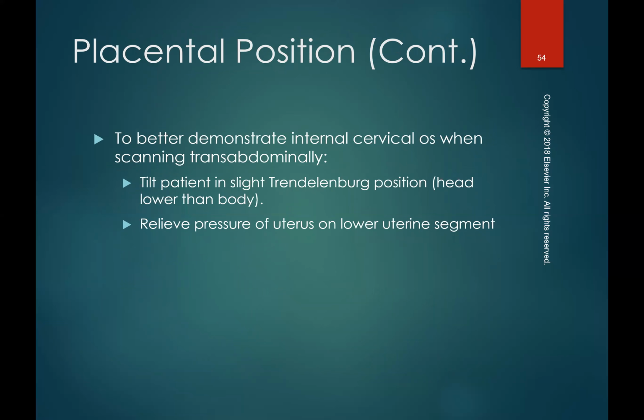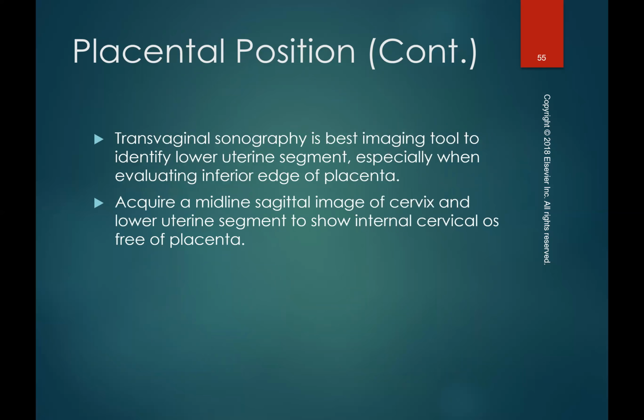If for some reason you need to get a better look at the internal cervical os when scanning transabdominally, you can tilt the patient back in a slight Trendelenburg position, the head lower than the body, which is not comfortable for them at all. But this does relieve some of the pressure of the uterus on the lower uterine segment. And if there is a baby head down there, it tends to get them out of the lower uterine segment so you can evaluate that better.